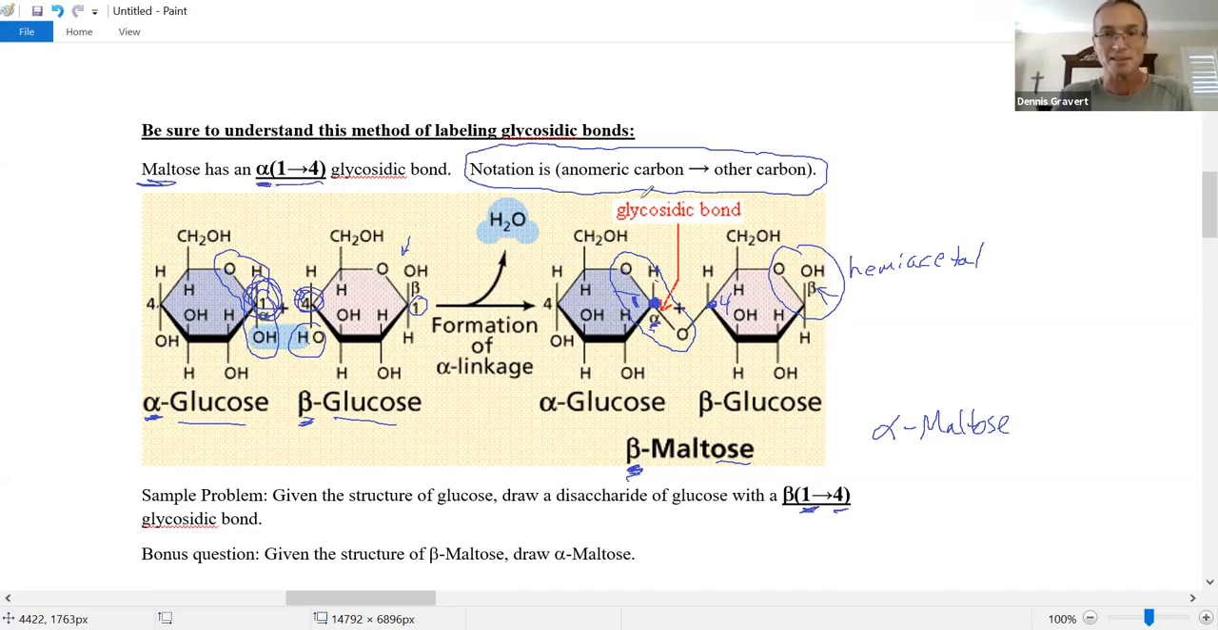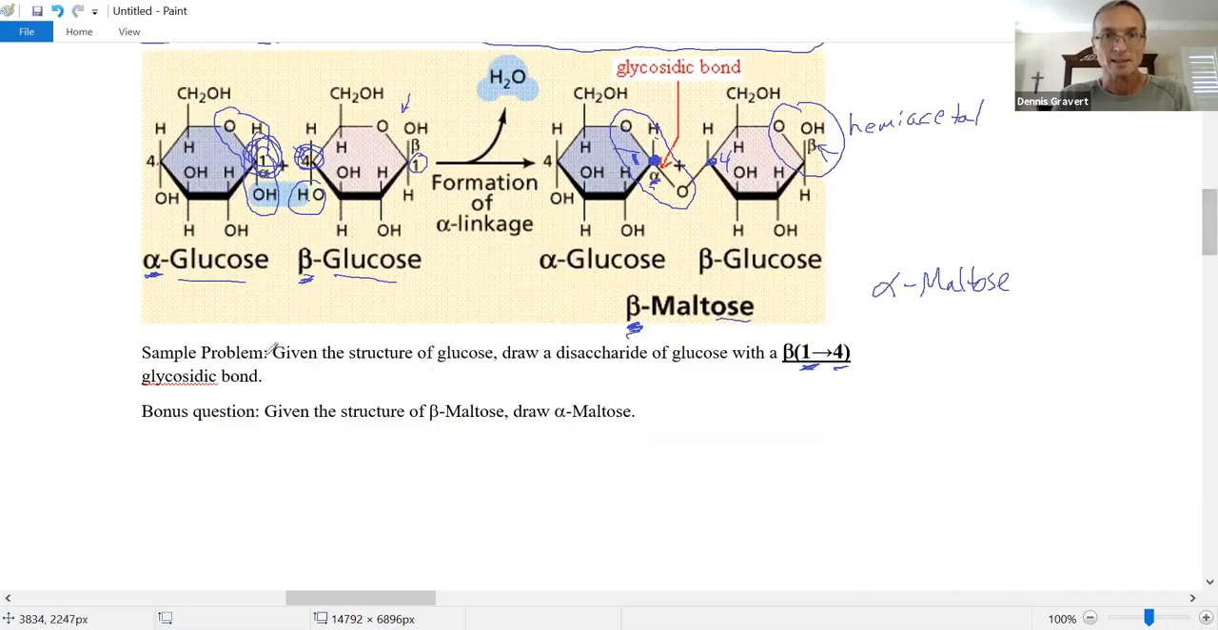Cool. All right, let's get a little practice with that. Sample problem: given the structure of glucose, here's two of them, pick one. Draw a disaccharide of glucose with a beta 1-4 glycosidic bond. Okay, so I want it beta. So I'm going to start with this drawing that's already got that bond up as beta.